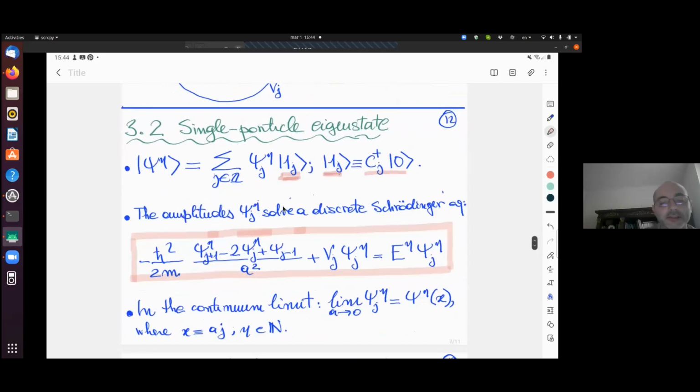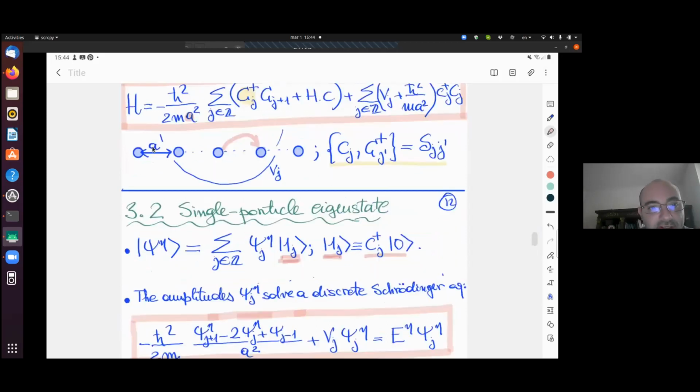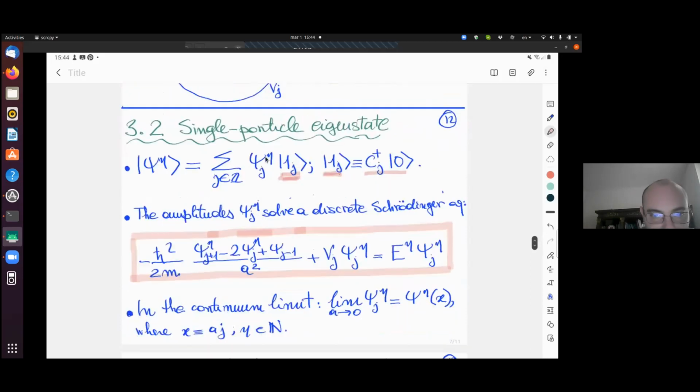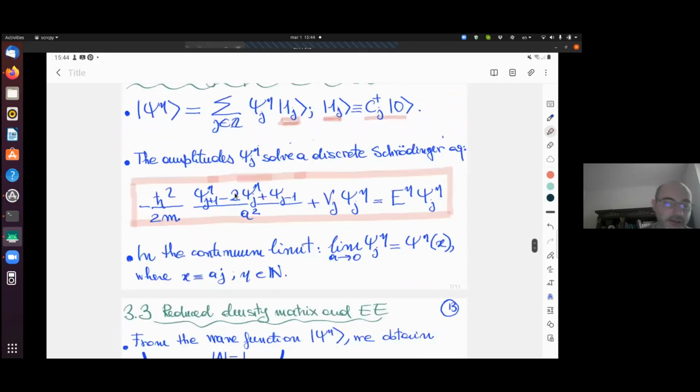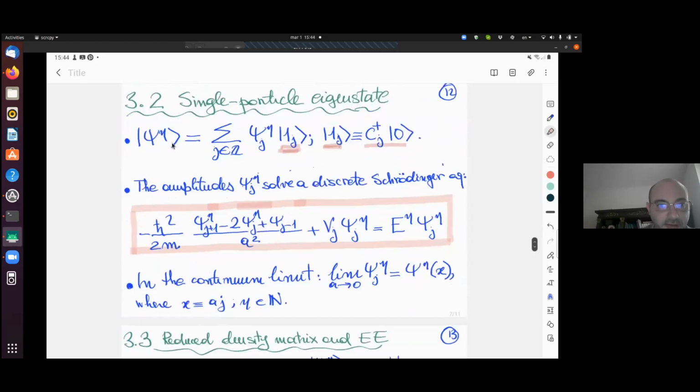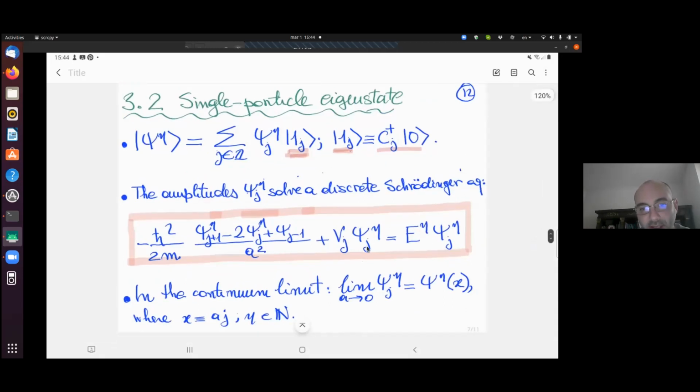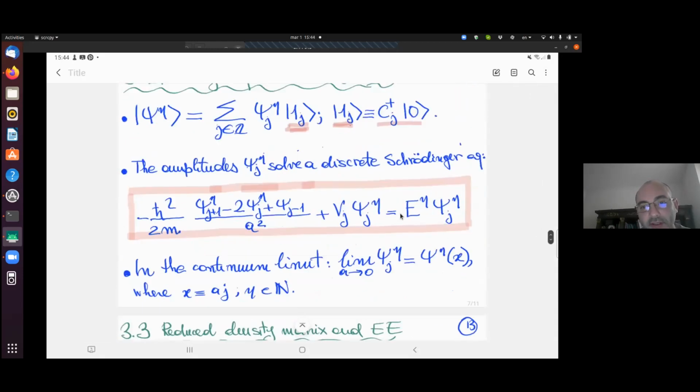Just to show why I put this A here: this amplitude psi J, where J is the lattice site, solves the discrete Schrödinger equation. It's very easy to prove. So this is really the discrete version of the Schrödinger equation. You can really think of a quantum particle in an external potential V with energy E eta. And eta therefore will be a positive integer.